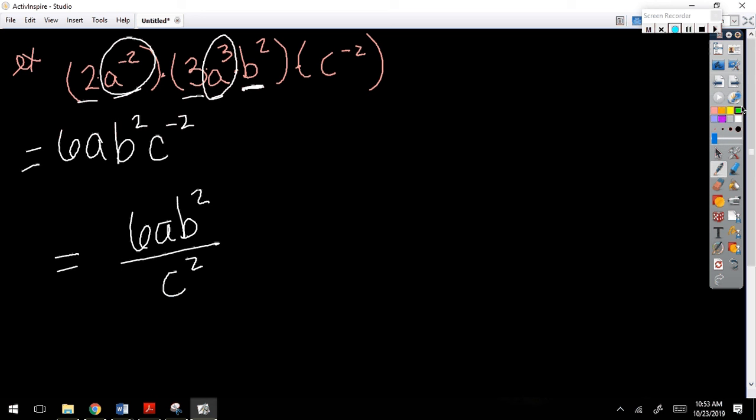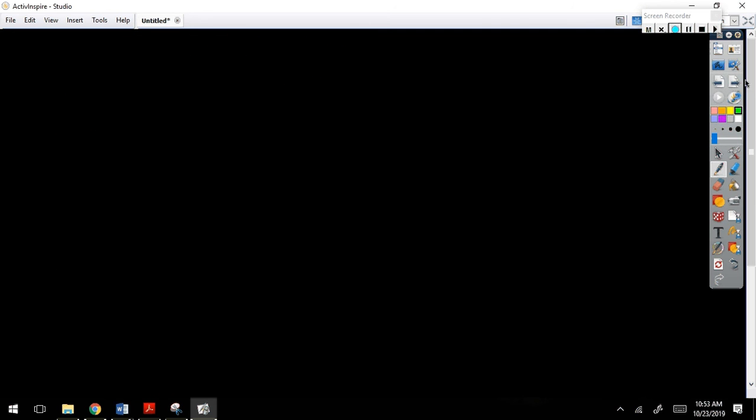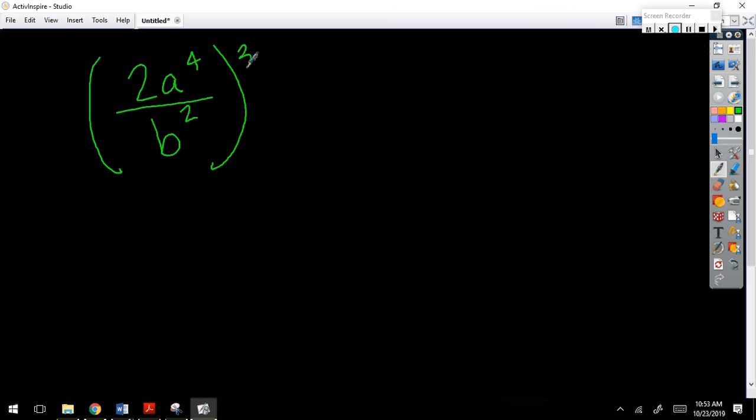I multiplied this. Multiply it by what? Well, when you're multiplying, you have to add exponents. All right, let's look at another one. Both of the exponents are inside of the parentheses. You only multiply when an exponent is outside of the parentheses. Simplify, and I'll give you just a second to look at it.